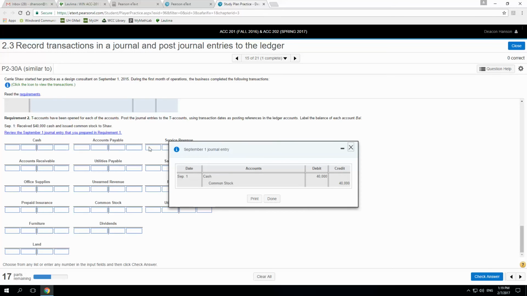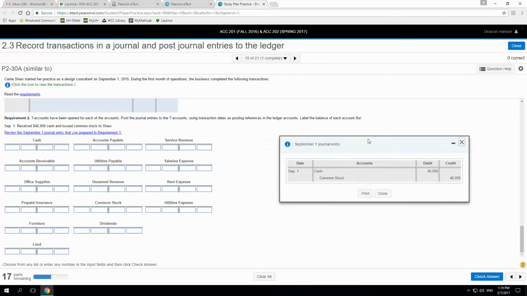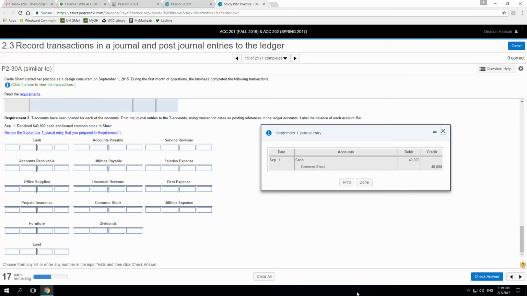If you click on this blue, I guess you could call it a hyperlink. We're not in the World Wide Web, but this blue link here, it'll reproduce the entry that you made up at the top. So you don't have to scroll back up and down. You have this here sitting on the side.